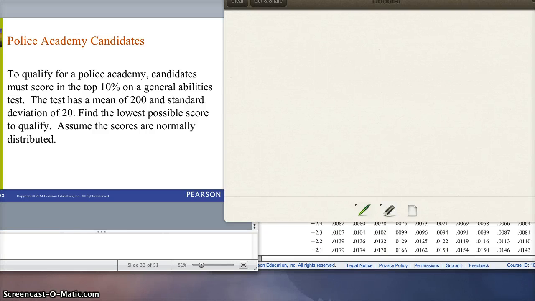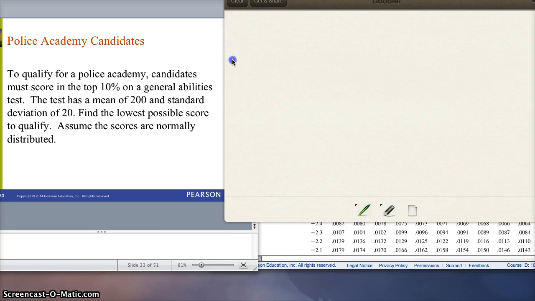So we're going to continue doing problems through here. The first one we're going to look at is the police academy candidates. First, we'll read the problem. To qualify for a police academy, candidates must score in the top 10% on a general abilities test. The test has a mean of 200 and a standard deviation of 20. Find the lowest possible score to qualify and assume the scores are normally distributed.